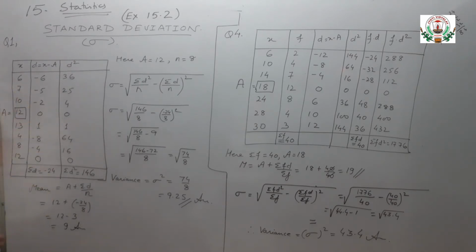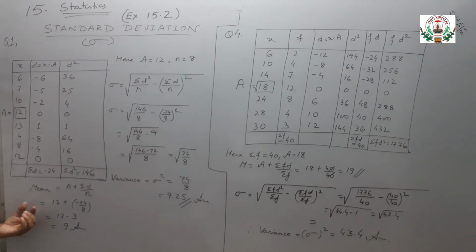So 6 minus 12, minus 6; 7 minus 12, minus 5; 10 minus 12, minus 2; 12 minus 12, 0; 13 minus 12, 1; 4 minus 12, minus 8; 8 minus 12, minus 4; 12 minus 12, 0. If we calculate its sum, summation d is minus 24, and now we take d square. When we square, it will become a positive value. Minus into minus plus. 36, 25, 4, 0, 1, 64, 16, 0. Calculate the total of summation d square, 146.